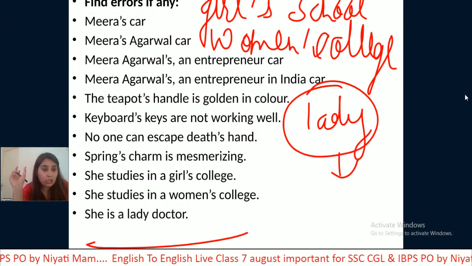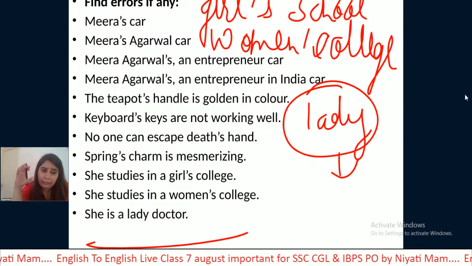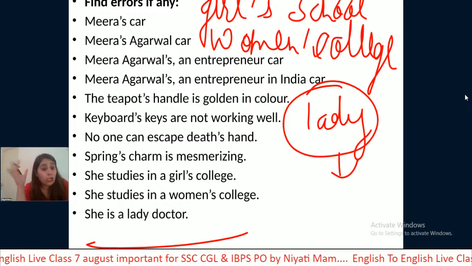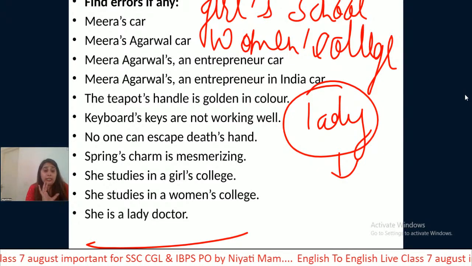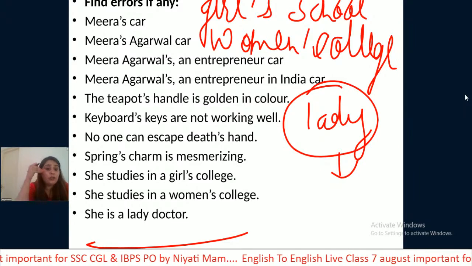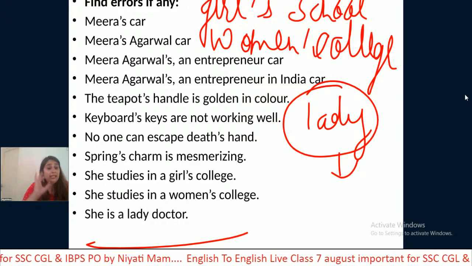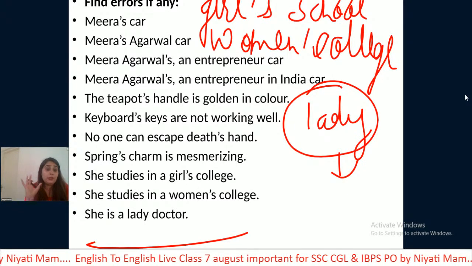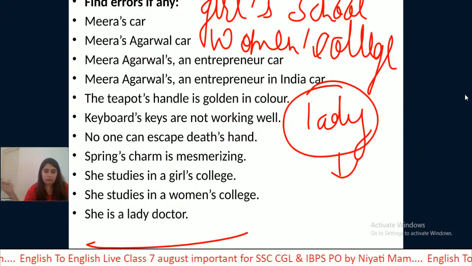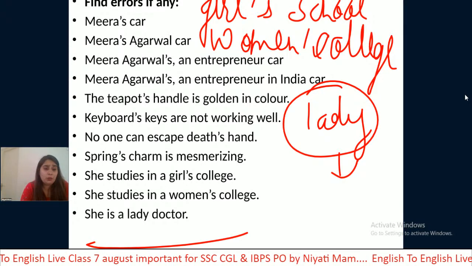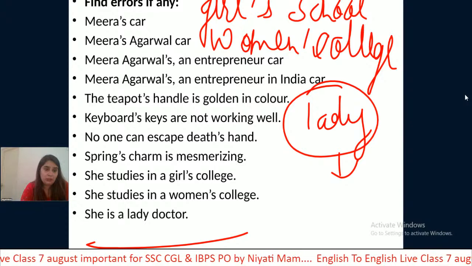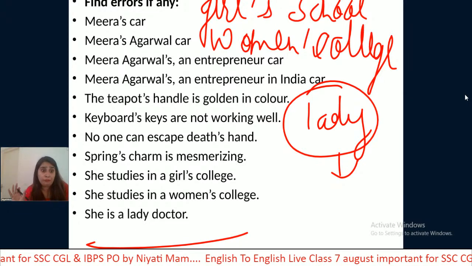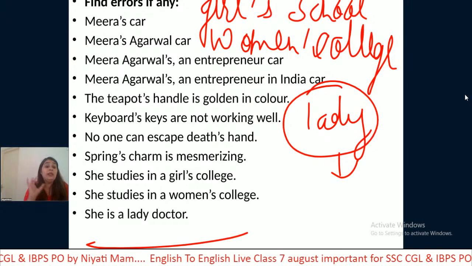Lady is a word used particularly for females to show respect to them. What I'm saying, lady is not a gender word. Lady does not mean females. Lady means a word used for females to show them respect. Like the wife of the president is known as the first lady of the country. So lady is a word which is used to show respect to a female. Lady does not denote female.